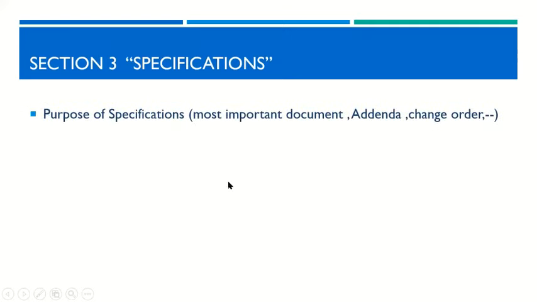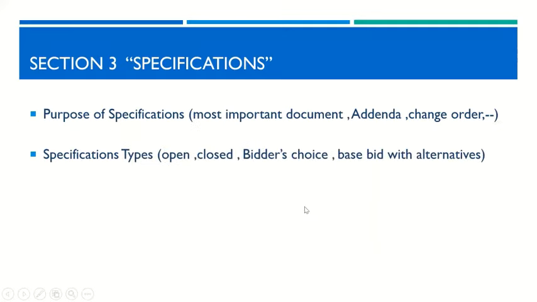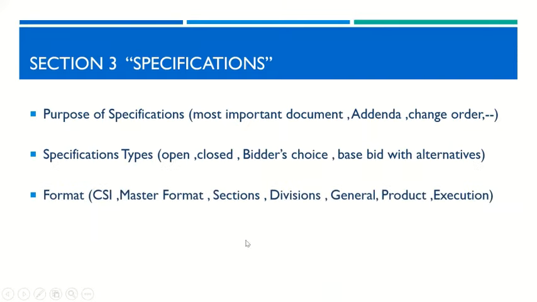Okay, the first part will be section 3, talking about specification. What is the purpose of specification? The most important document in any project. What is the difference between addendum and change order? Specification types, either open, closed, and bidder choice, best bids with alternatives.